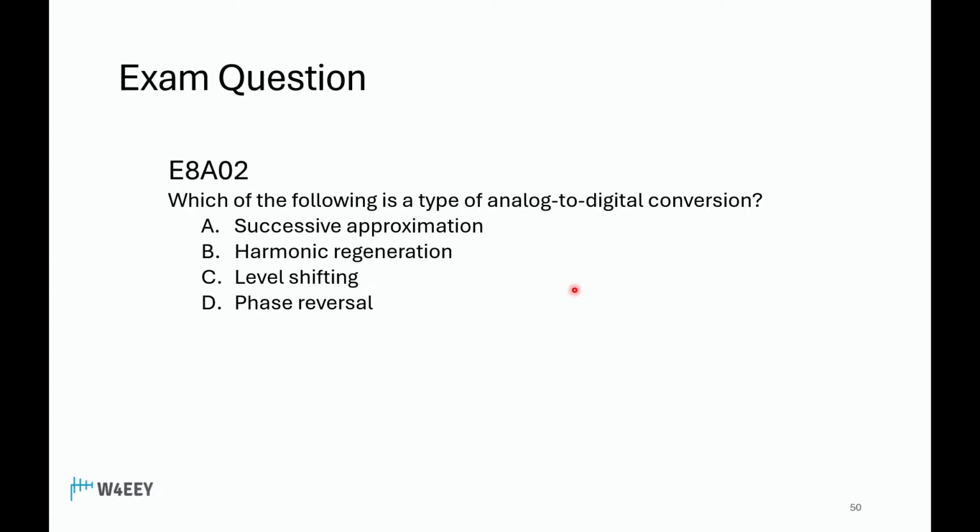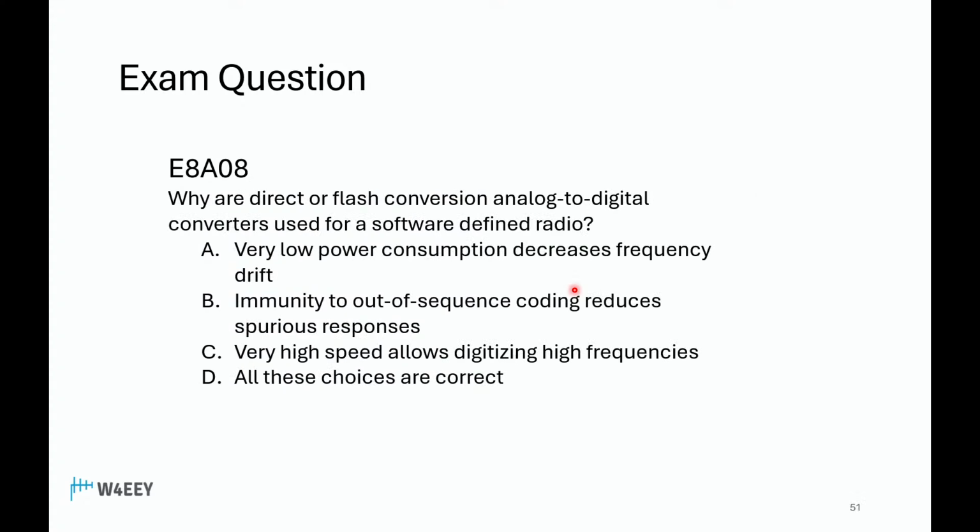Which of the following is a type of analog to digital conversion? We talked about 3. Alpha, successive approximation. Yep. We had direct sampling and flash conversion were the other 2. Why are direct or flash conversion analog to digital converters used for a software-defined radio? Delta. Charlie. Well, it is actually Charlie. Yep, very high speed.